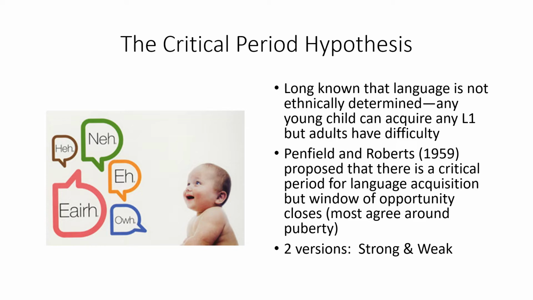At the same time, children can learn 2 or more languages early on with relative ease, but adults cannot do this as easily. Adults have much more difficulty learning a second language. Penfield and Roberts theorized that there is a critical period for language acquisition, but they believed the window of opportunity closes at puberty. Now, over the years, 2 different versions of this theory have emerged, a strong version and a weak version. We'll be looking at both of those a little bit later.